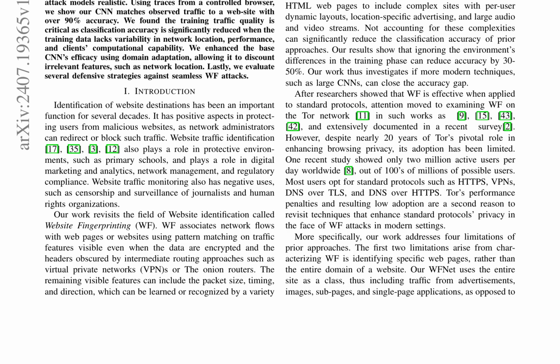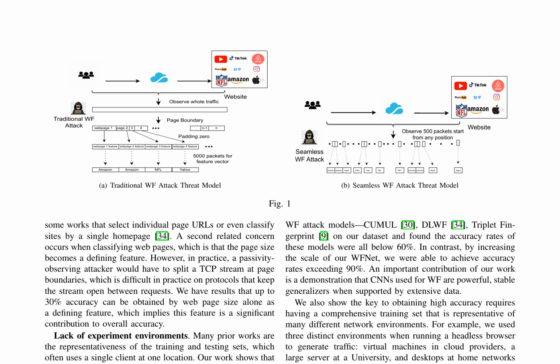The results show that WF-Net achieves over 90% accuracy in identifying websites, outperforming traditional WF attack models such as QML, DLWF, and triplet fingerprint. The accuracy of WF-Net is attributed to its ability to generalize across different network environments and its robustness to variations in packet size and jitter. The paper highlights the importance of having a comprehensive training set that is representative of various network environments.